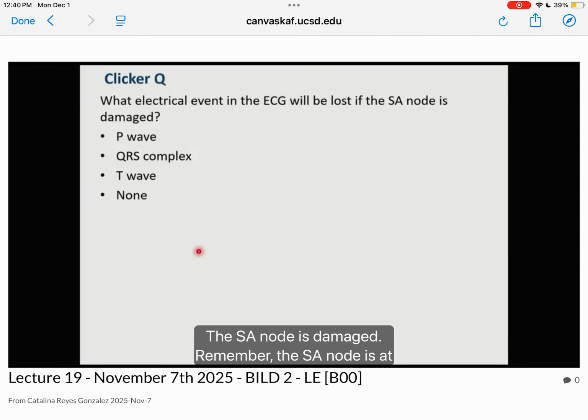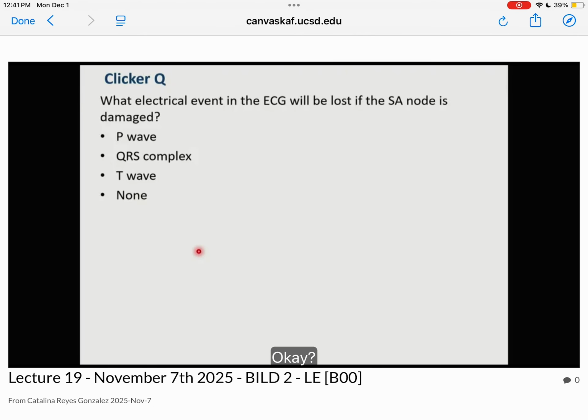If the SA node is damaged, remember the SA node is at the top corner of the right atrium, and it's the pacemaker of the heart. If the SA node is damaged, we still have the AV node and bundle of His that can depolarize spontaneously and initiate that muscle action potential and contraction. It'll be slower and not great, but it'll keep you alive until you get a doctor. But what event in the ECG wouldn't you see if that SA node is not firing action potentials?